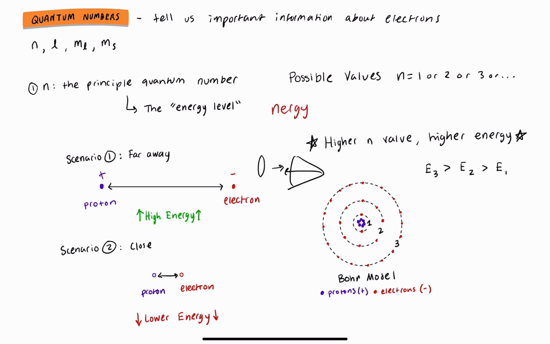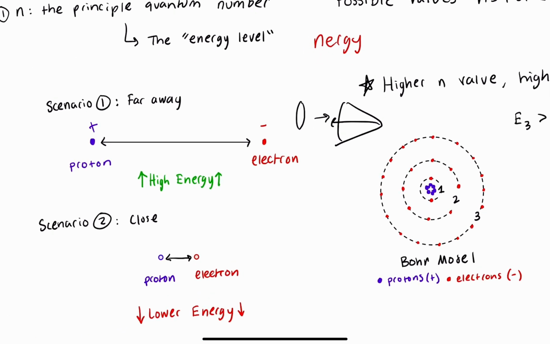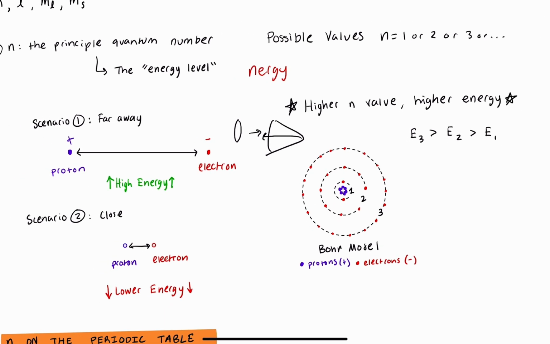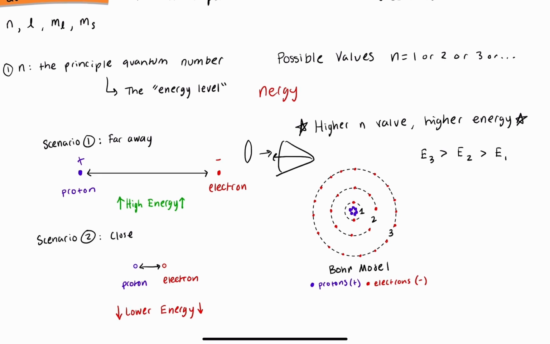Now, in scenario two, we have the proton and electron, and they're a little closer together now. So this is where they would like to be because they're attracted to each other to get closer. So this is going to be a lower energy state. So keep that in mind. High distance, high energy; low distance, low energy. All right, so let's get back to the whole quantum number thing.